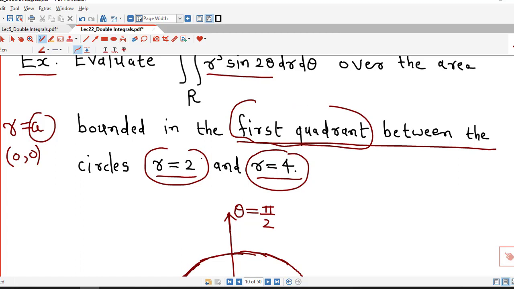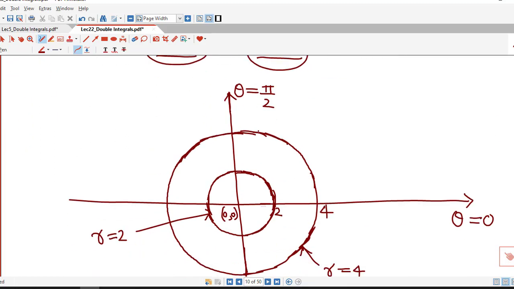equal to 4. So we have to find the area between these two circles which lies in the first quadrant. We can see this is the boundary of r equal to 2 and this is the boundary of r equal to 4. So our region of integration is this one, between r equal to 2 and r equal to 4 and in the first quadrant. This is the region of integration over which we will integrate.